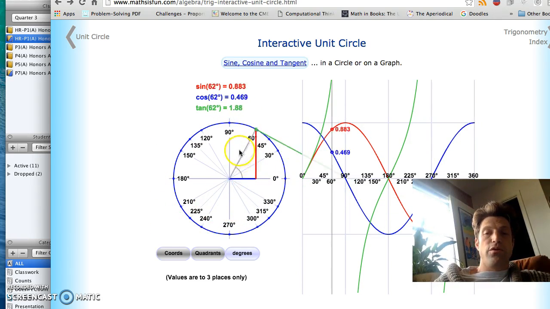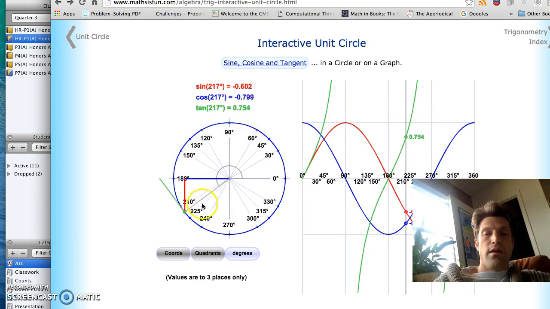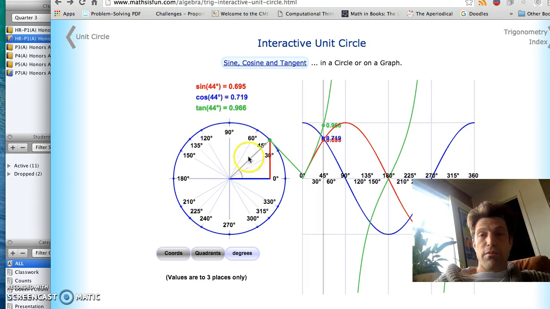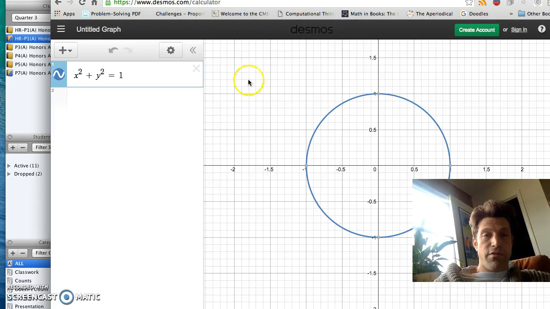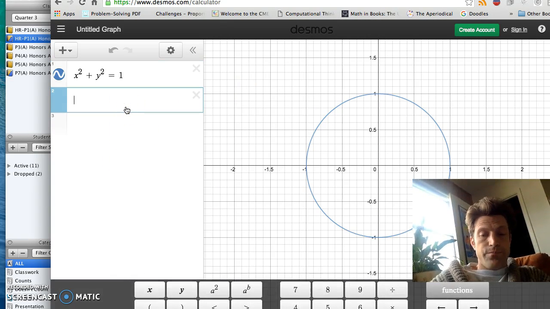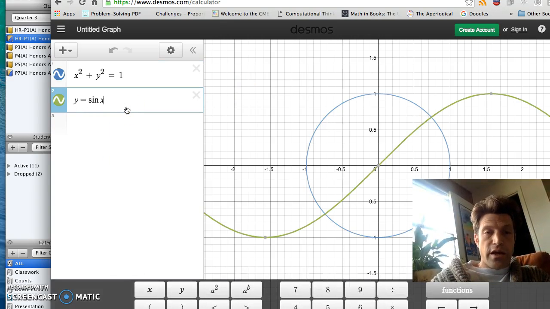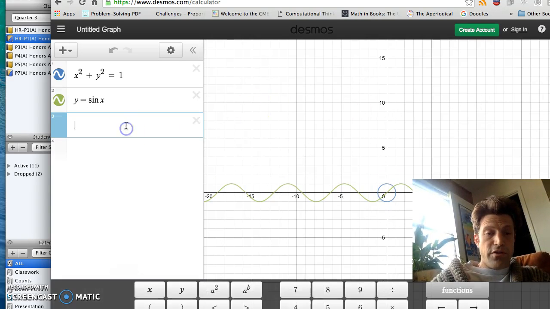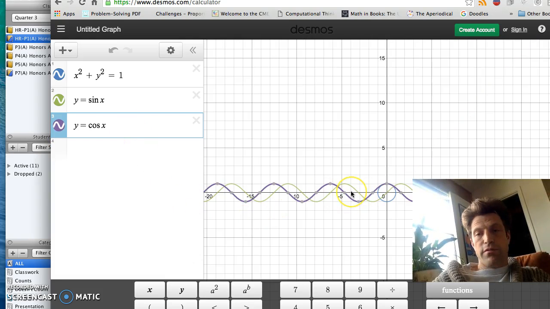And again, do your best to ignore the green. Every time we go around, this graph repeats, repeats, repeats, and you end up having a graph like this. Y equals sine x. And zoom out, and you see the repetition. Y equals cos x. Same thing, but just a little bit different. All right, more to come tomorrow.